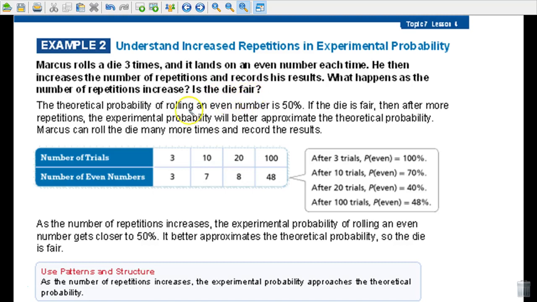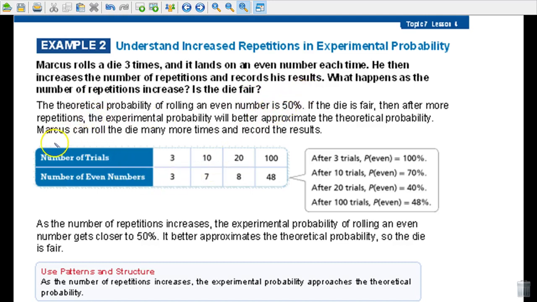Is the die fair? Well, we're rolling a number die that has the numbers 1, 2, 3, 4, 5, and 6. There are 3 even numbers and there are 3 odd numbers. So the chances of rolling an even number is 50%, and the chances of rolling an odd number is 50% in our theoretical probability. Okay? So if the die is fair, then after more repetitions, the experimental probability will better approximate the theoretical probability. So what they're saying is after we roll it more and more and more, the experimental probability should be close to our theoretical probability of 50%.